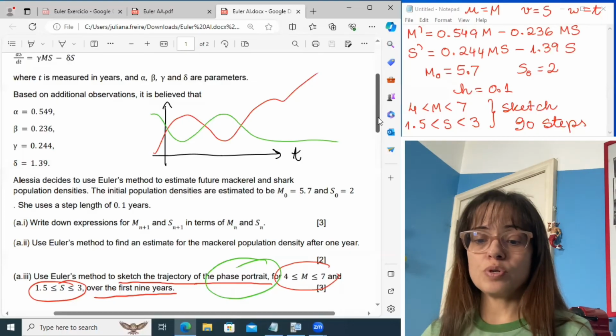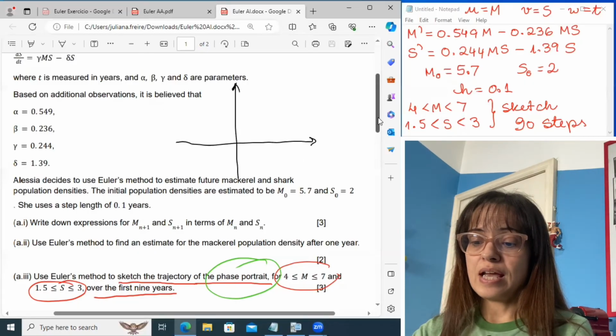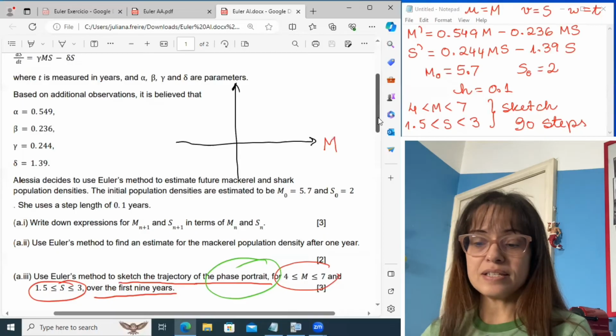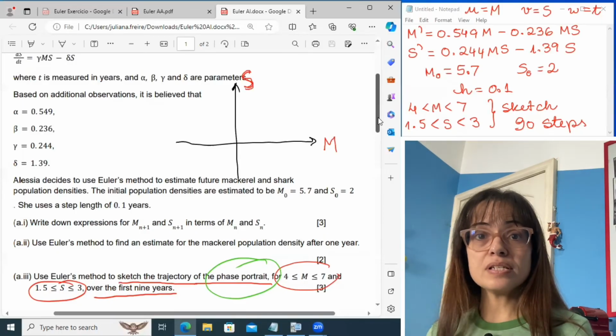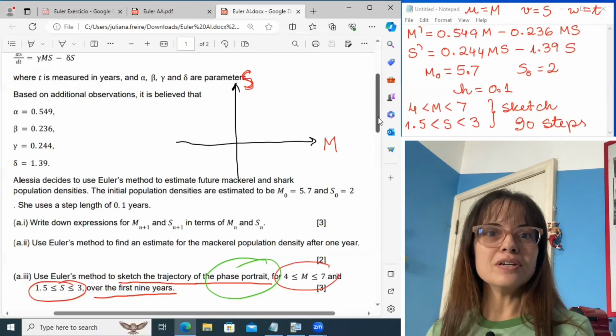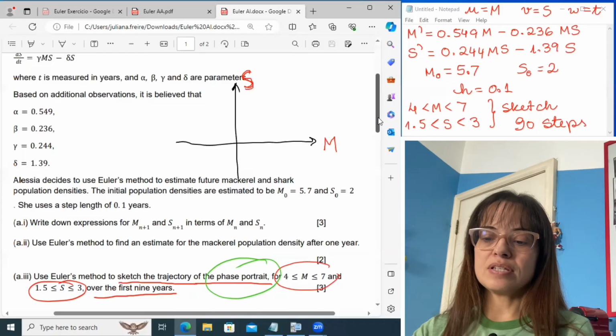But a phase portrait is not the graph of the functions M and S. The phase portrait is a graph that has M in one axis and S in the other axis. And where is time? Well, time is not here. Each time is going to give a point in the sketch.